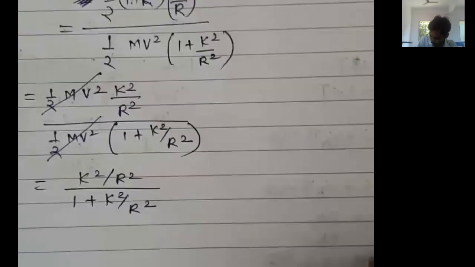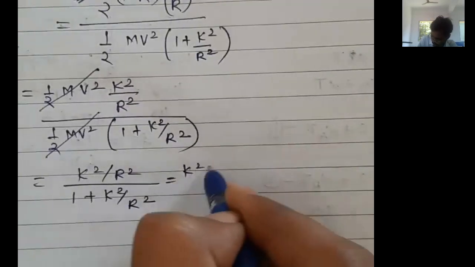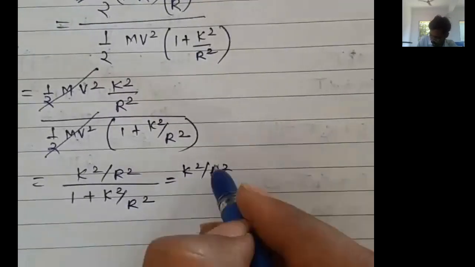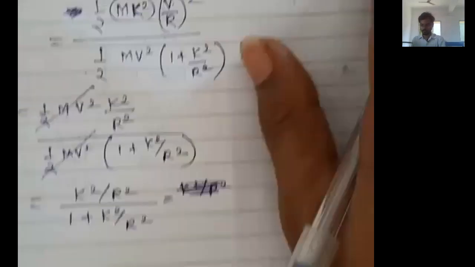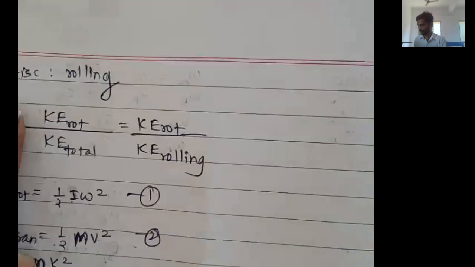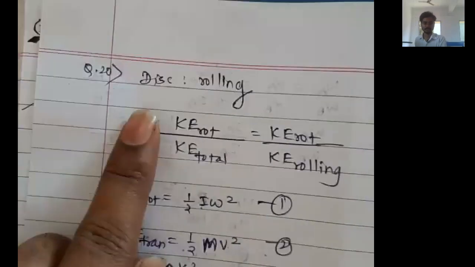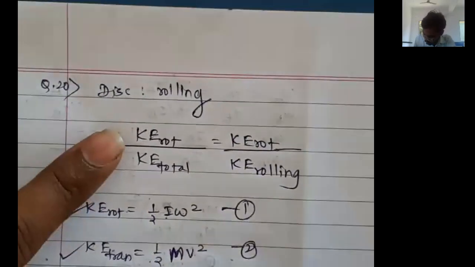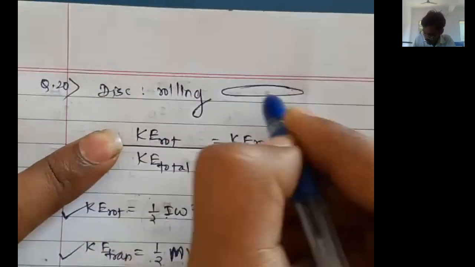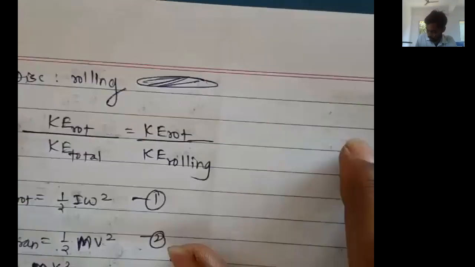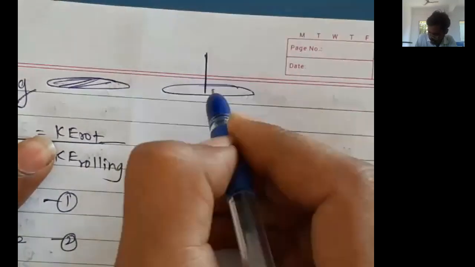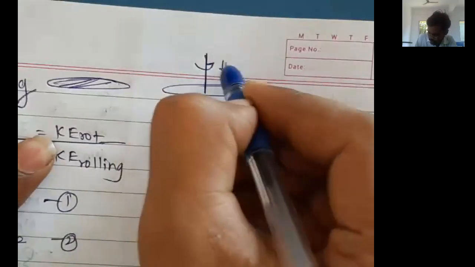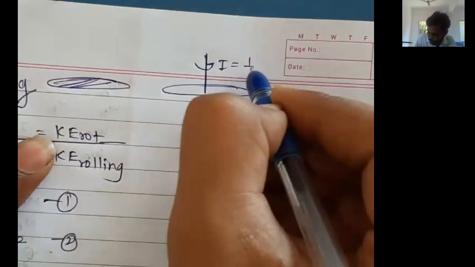Now what you can do is this. K square upon r square, you already know. Which object are we given? Disk. Okay. What is the moment of inertia of the disk? Or let us write it in the next column here. What is the moment of inertia of the disk about its natural axis, its own axis? Sir, it is 1/2 mr square.